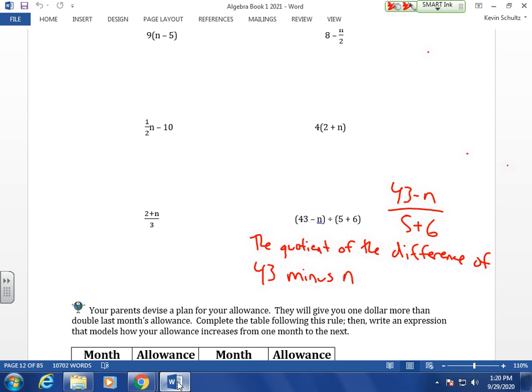Okay, the quotient of the difference of 43 minus n, and what's the second piece of this? You can put n, it's fine. If you want to write a number, want to write n, either way. What else is being divided here? The quotient of the difference of 43 minus n, and what's the other piece?